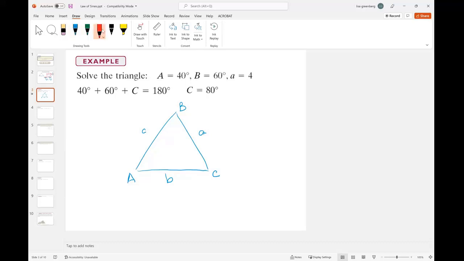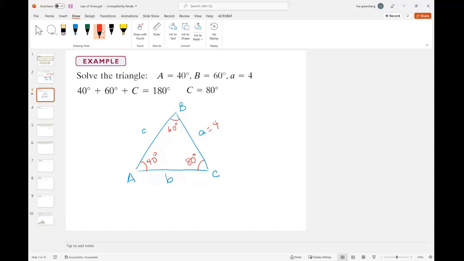Okay, so now they're giving me that this is 40 degrees, and this is 60 degrees, and this is equal to 4. So I can add up 40 and 60 and get 100. And since all my angles together have to add up to 180, I now know that this is 80 degrees, okay? Now, once I have all my angles, the law of sines is very straightforward.